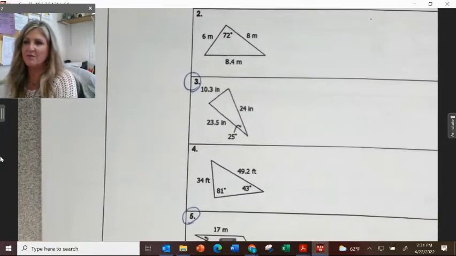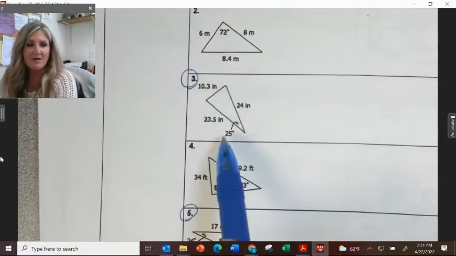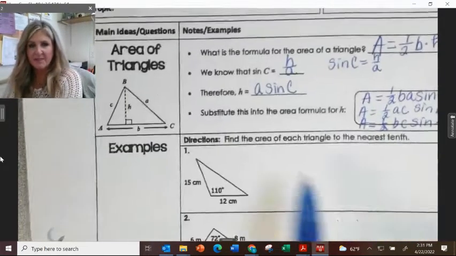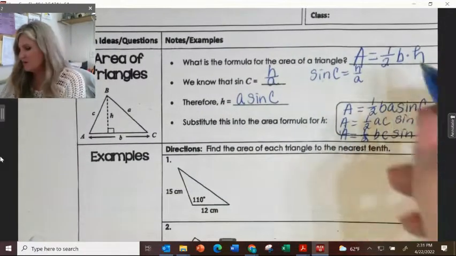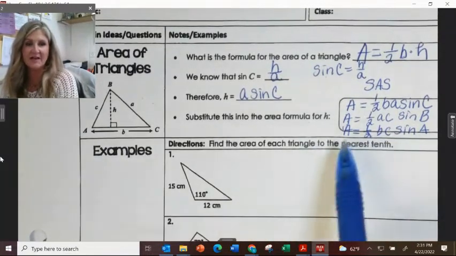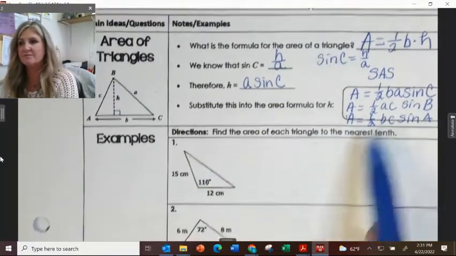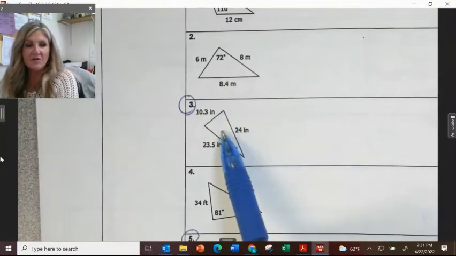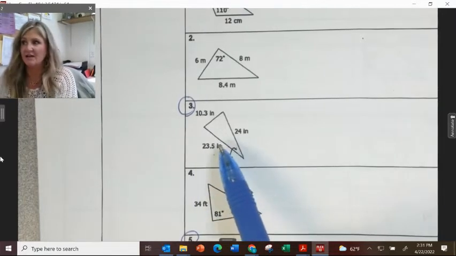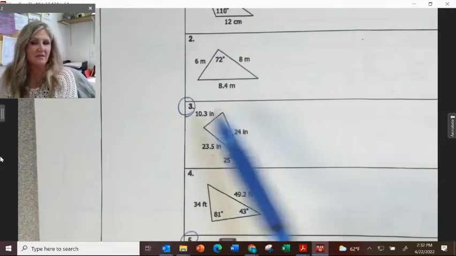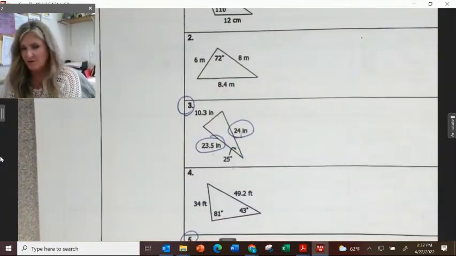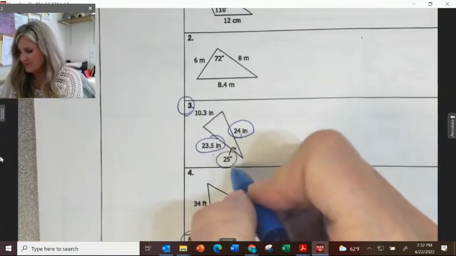Number 3 is one we're going to do together. When we look at this triangle, we've got two sides and we've got the angle in between it. This formula will always work when we have side angle side. If we have side angle side, this formula is going to work. So when we're looking at this triangle though, what are the sides that are going to give us side angle side? Am I going to use this one? So I'm going to have to use these two sides, and then what angle? 25 degrees.